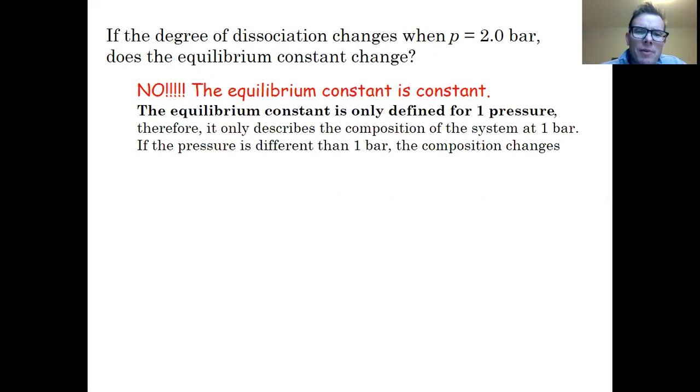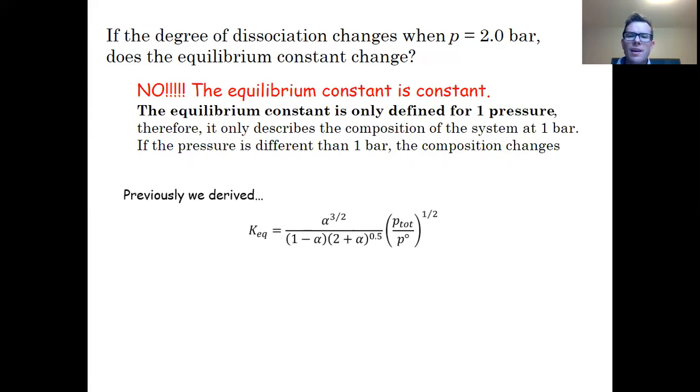And more generally, the rationale for it is described here. The equilibrium constant is only defined for 1 pressure. It is defined at the standard state. And therefore, it only describes the composition of the system at 1 bar. If the pressure is different than 1 bar, then the composition changes. Let me show you. This was the specific equation that we derived for the dissociation of water. Right? Alpha was the degree of dissociation.